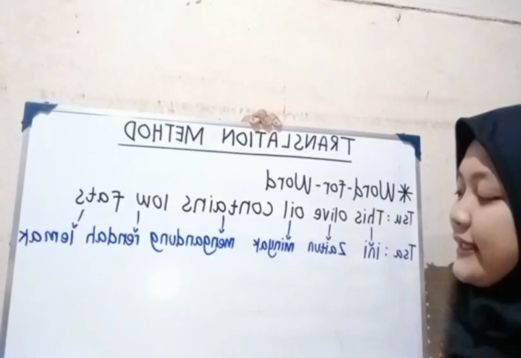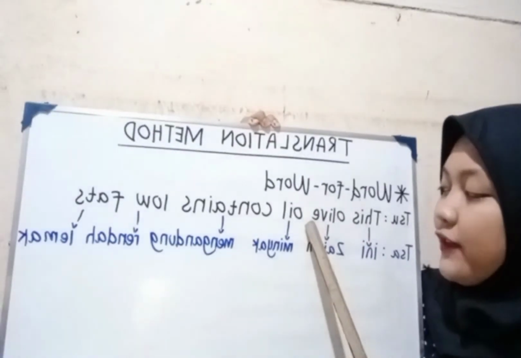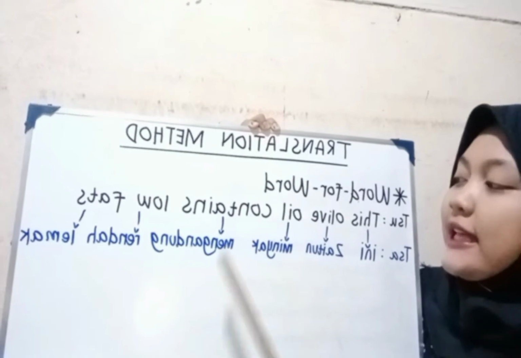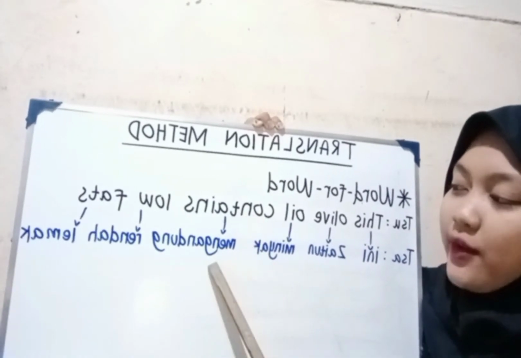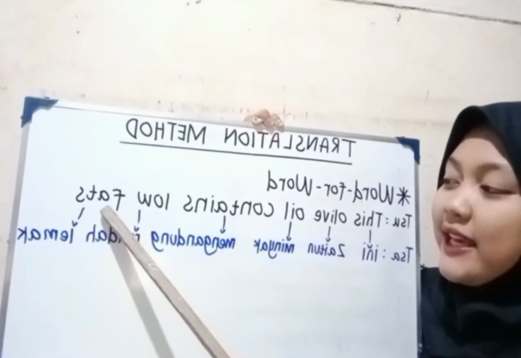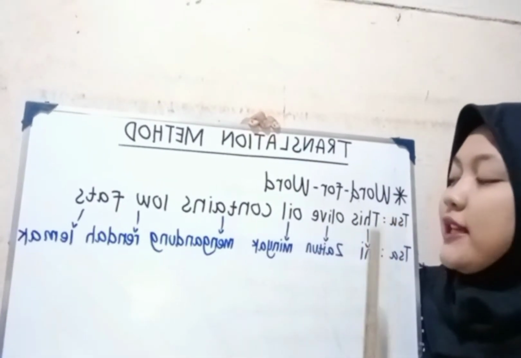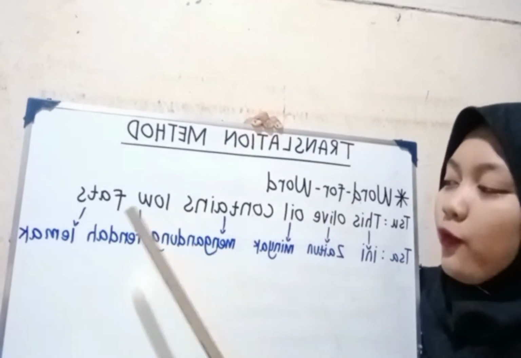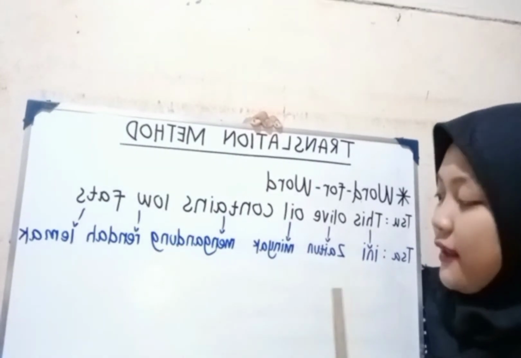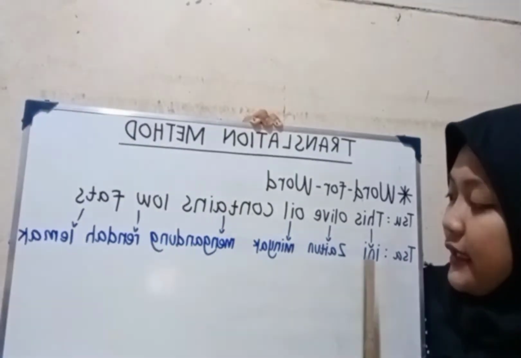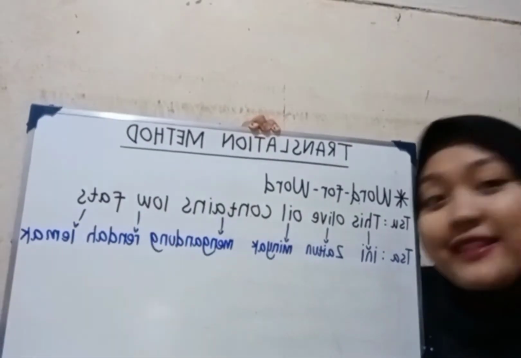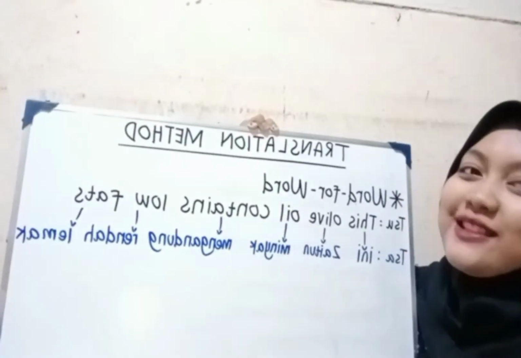This, the meaning is ini, olive, the meaning is zaitun, oil, the meaning is minyak, contains, the meaning is mengandung, low, the meaning is rendah, fats, the meaning is lemak. So this olive oil contains low fats. We use word-for-word translation method. The meaning, ini zaitun minyak mengandung rendah lemak. Do you understand? Okay, good job.